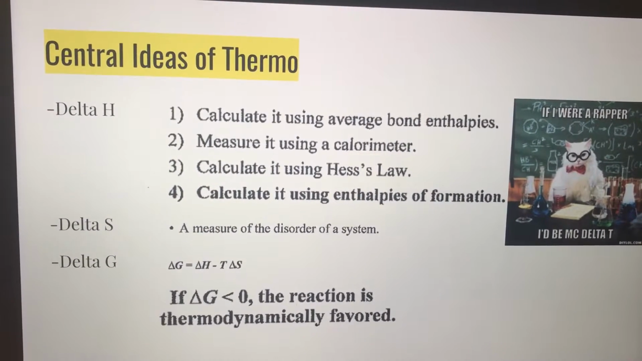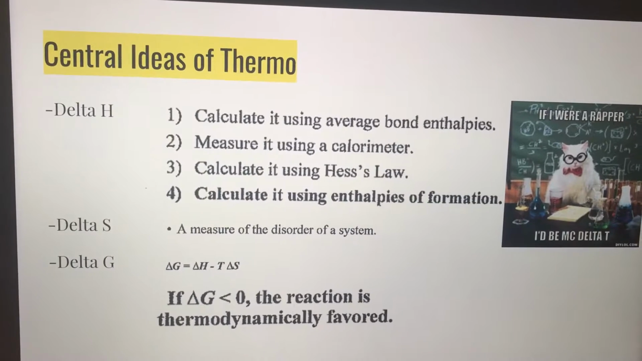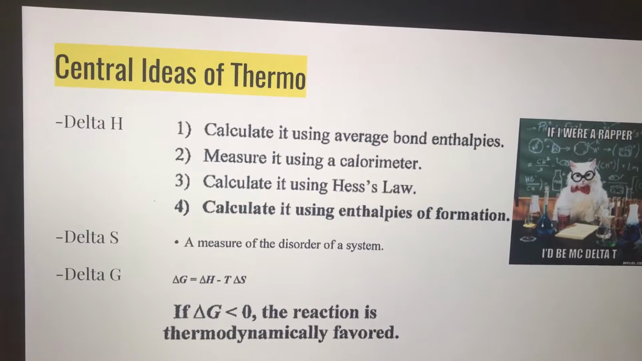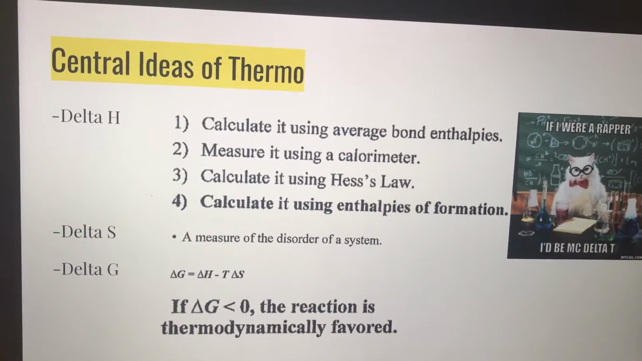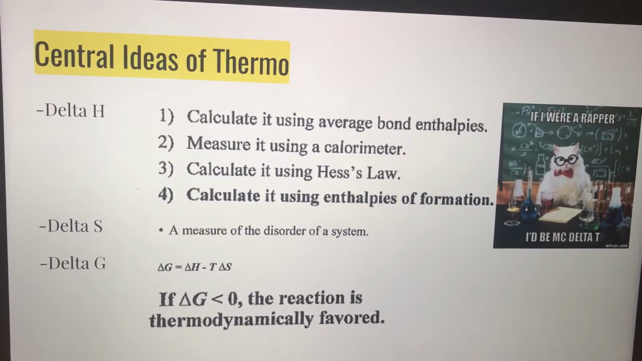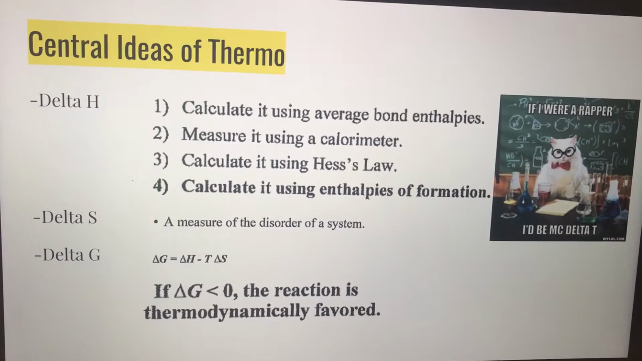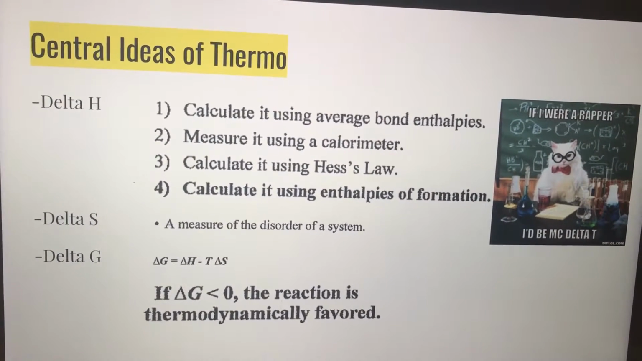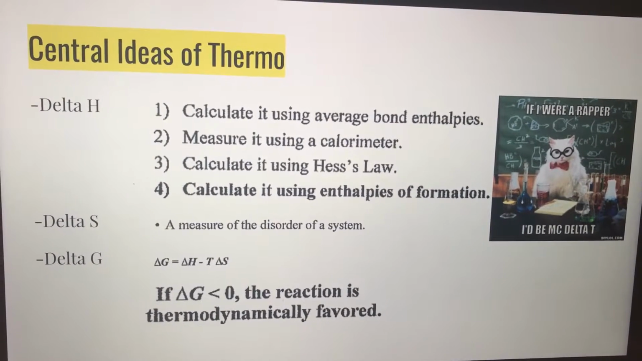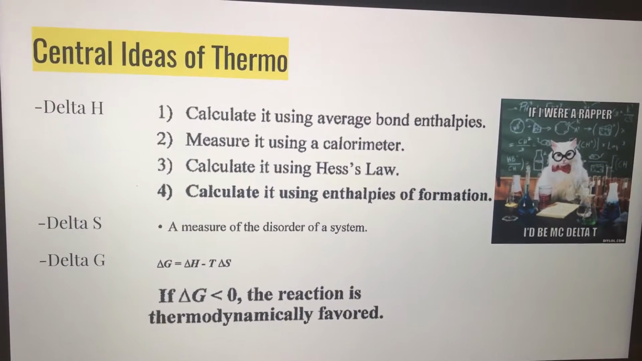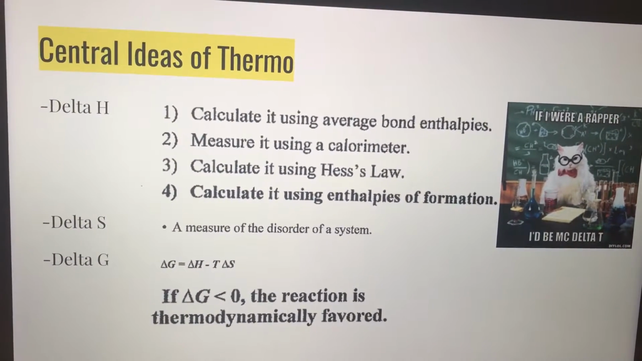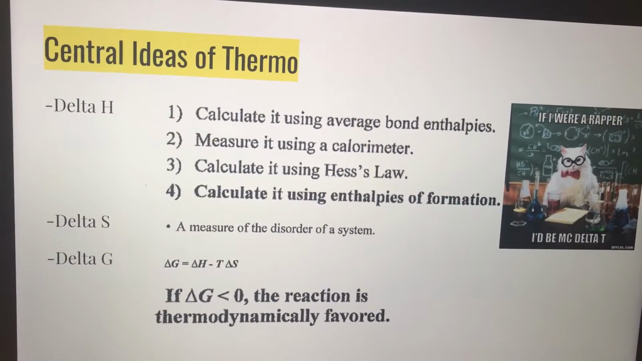Then we learn delta S, which is a measurement of the change of disorder of a system. When delta S is positive, it means the condition becomes more disordered. After we have the idea of delta H and delta S, we have a quantity called delta G to combine these two quantities together. And this is the indicator of telling us if the reaction can occur spontaneously. The formula of it is delta G equals delta H minus T delta S. And when delta G is negative, the reaction is thermodynamically favored.